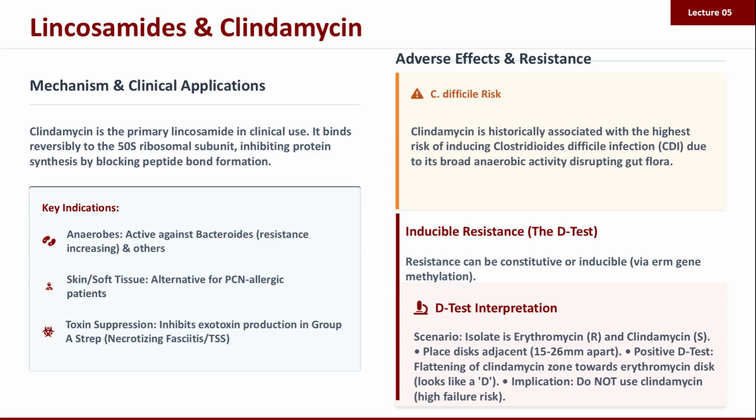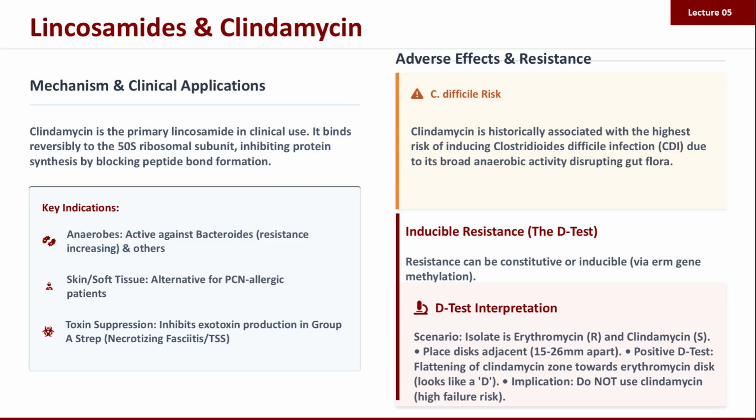Now let us discuss resistance, which is very important for exams and clinical practice. Resistance can be due to gene-mediated methylation of the ribosomal binding site. This can be constitutive or inducible. This brings us to the D-test. This is used in the lab to detect inducible resistance.